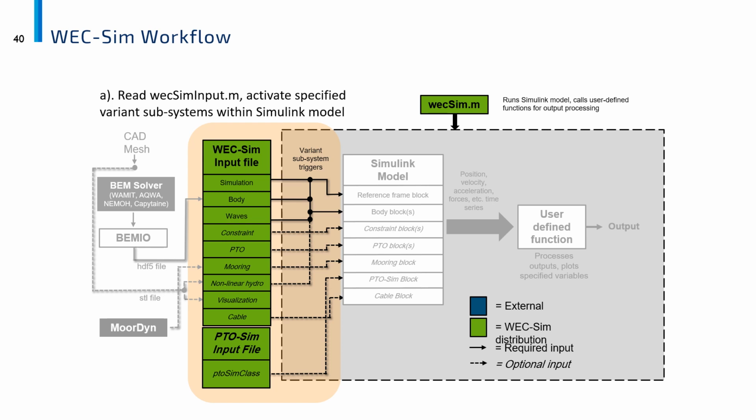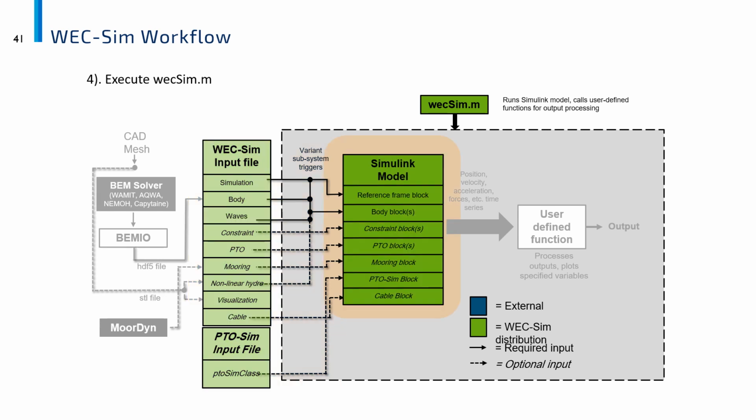This will read the WEC-Sim input file, which will activate the specified variant subsystems needed by the Simulink model, as well as initialize all of the class objects that we discussed in this presentation. Then using these initialized classes and variant subsystems, wecSim.m will run the WEC-Sim Simulink model that we've built using blocks in our WEC-Sim Simulink library.